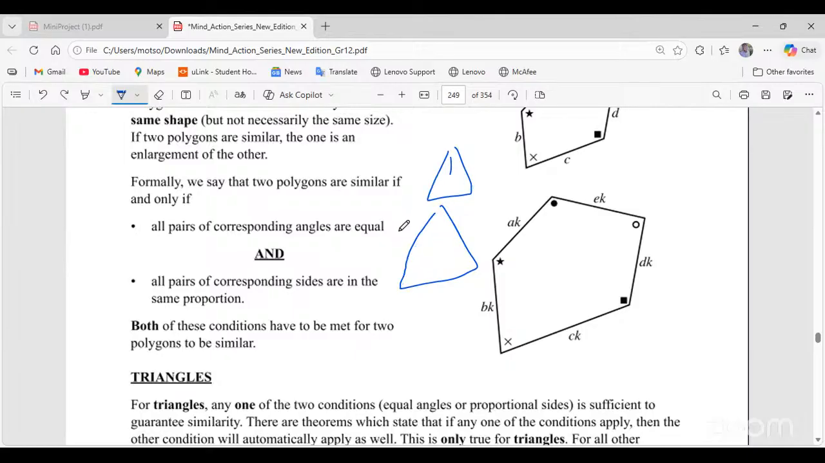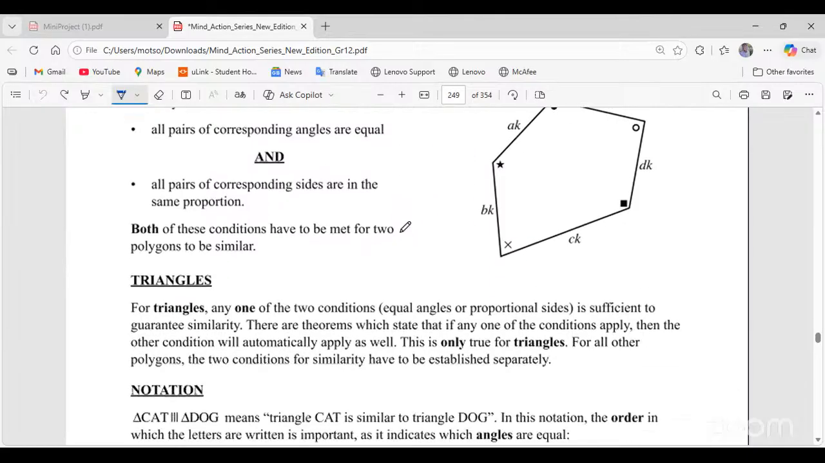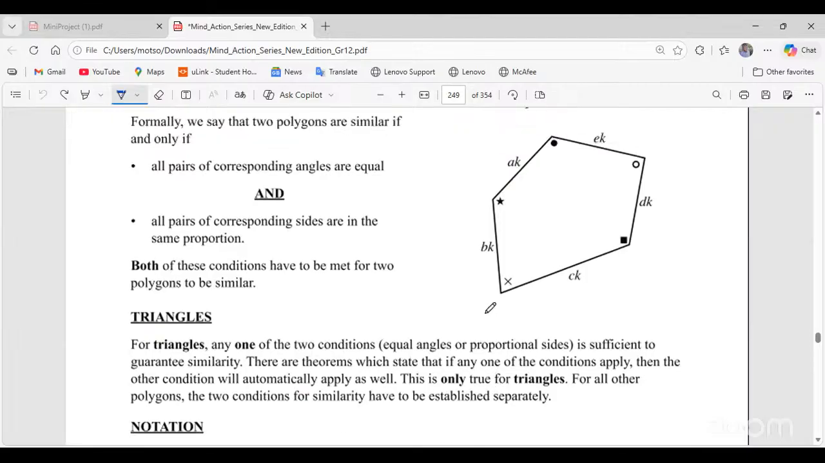Okay, now thank you. Let's move with this one. For all other polygons, the two conditions for similarity have to be established separately. If you are talking about a square, rectangle, or any other polygon, you have to show these two conditions. Note that it's only for triangles where you only have to show one. If one is holding, then the other one will hold, definitely, automatically.